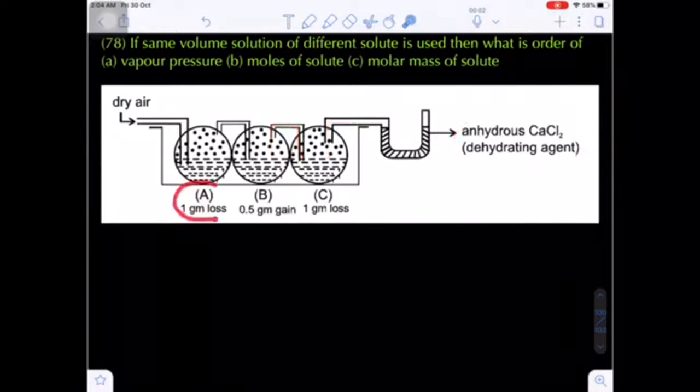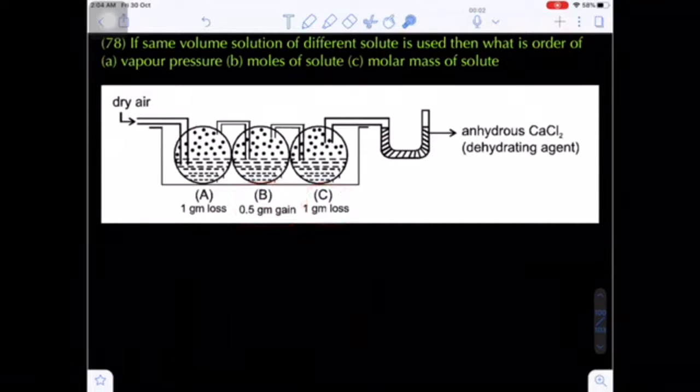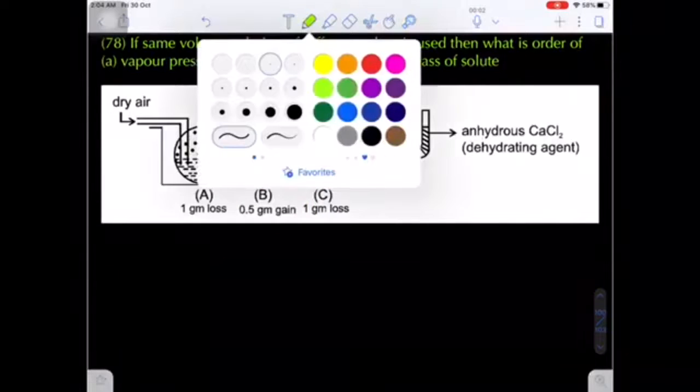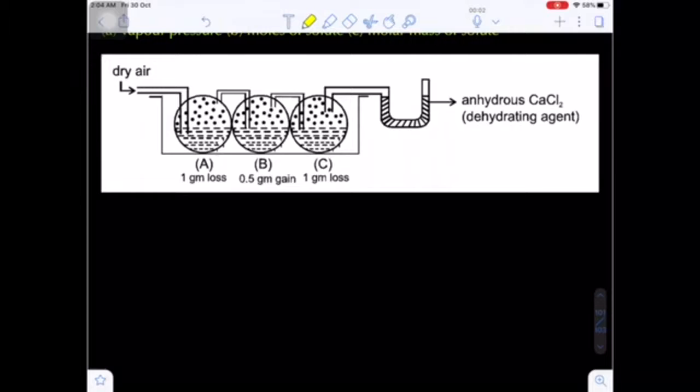So subsequently, if you see, in the first bulb there is 1 gram of weight loss, but in the second bulb 0.5 grams of weight gained, and what will be the weight loss in bulb C? 1 gram. Okay, are you getting my point? Now, from the first bulb to the second bulb, what is the vapor pressure? Let's suppose this is PA, and initially the dry air vapor pressure will be 0.